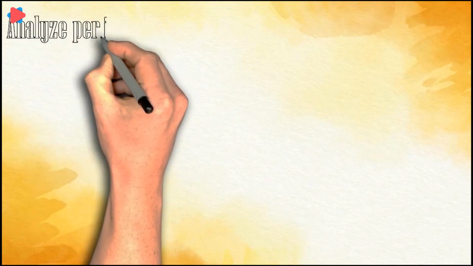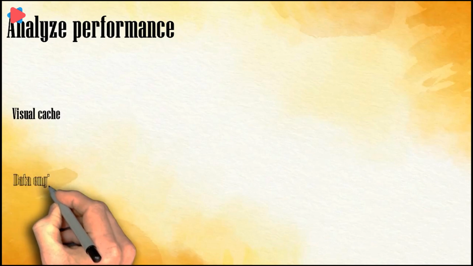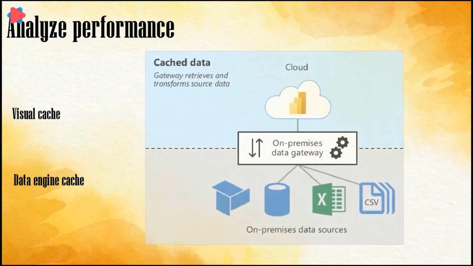Before you run Performance Analyzer, to ensure you get the most accurate result in your analysis, make sure that you start with clear visual cache and clear data engine cache. Visual cache. When you load a visual, you can't clear the visual cache without closing the Power BI desktop and opening it again. To avoid any caching in play, you need to start your analysis with clean visual cache.